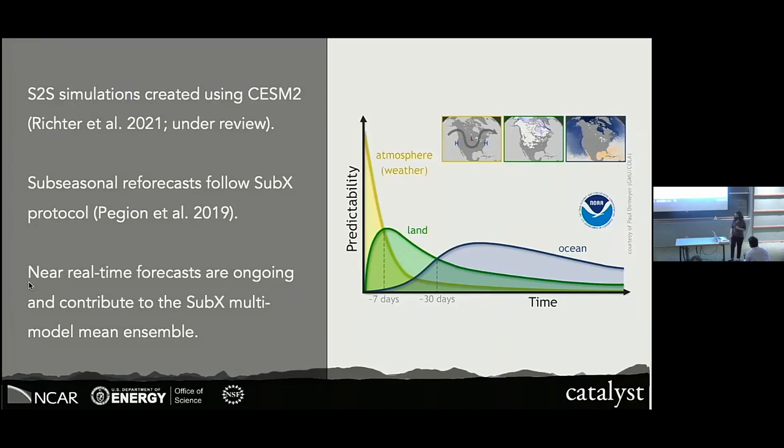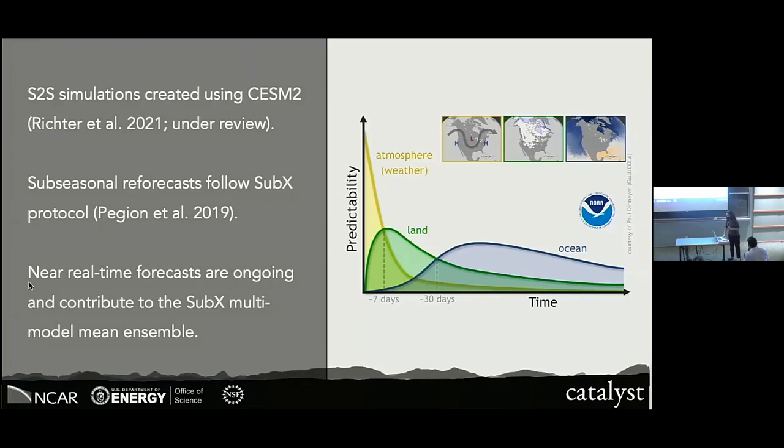And so the simulations that I'm using here are created using CESM2. So again, the Community Earth System Model, version 2. And the subseasonal reforecasts follow SubX protocol and are actually contributing in real time or very near real time to an ongoing experiment. And it contributes to a multi-model ensemble mean.